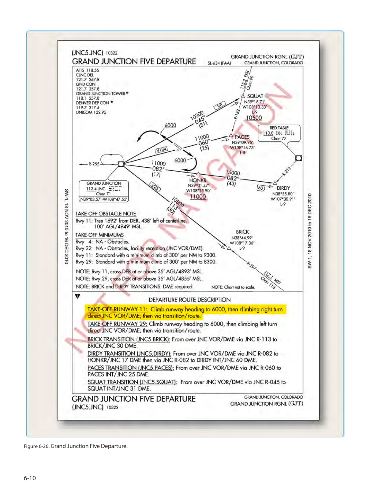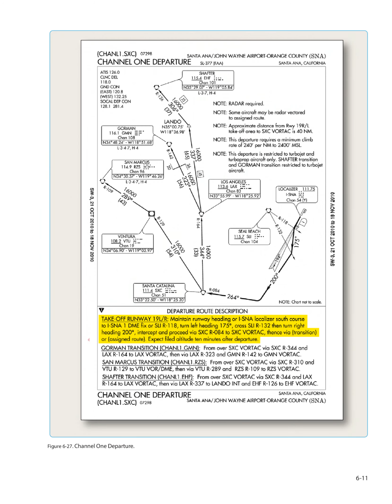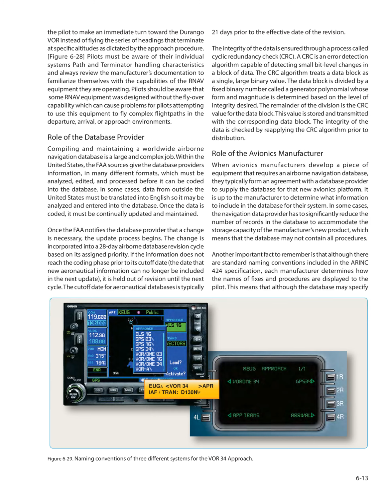Figure 626. Grand Junction 5 departure. The pilot to make an immediate turn toward the Durango VOR instead of flying the series of headings that terminate at specific altitudes as dictated by the approach procedure. Figure 628. Pilots must be aware of their individual system's path and terminator handling characteristics and always review the manufacturer's documentation to familiarize themselves with the capabilities of the RNAV equipment they are operating. Pilots should be aware that some RNAV equipment was designed without the flyover capability, which can cause problems for pilots attempting to use this equipment to fly complex flight paths in the departure, arrival, or approach environments.